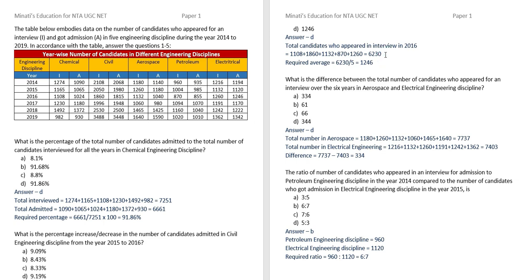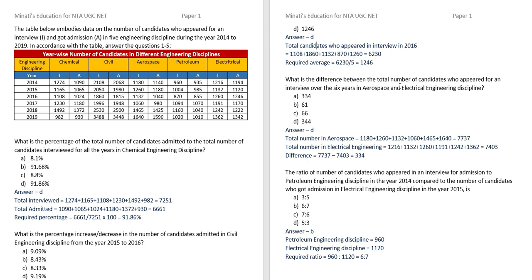You will get the figure 6230. What is the meaning of average? It is the total divided by the number of items. So 1, 2, 3, 4, 5, we will divide by 5. 6230 divided by 5, we get 1246. So 1246, option D, will be the answer. Okay, come to the next problem.